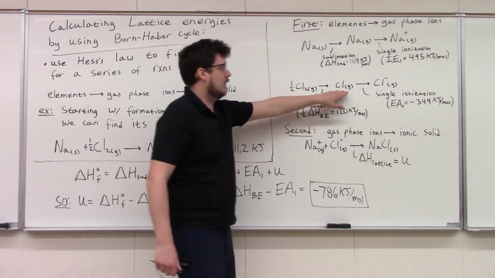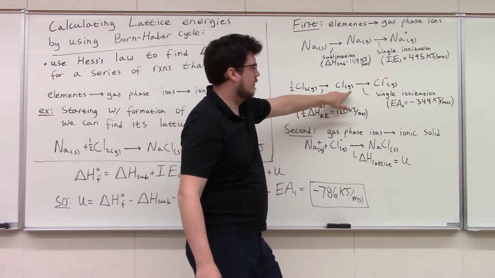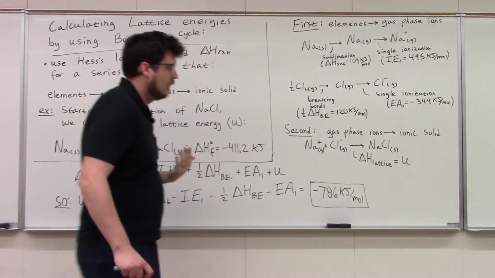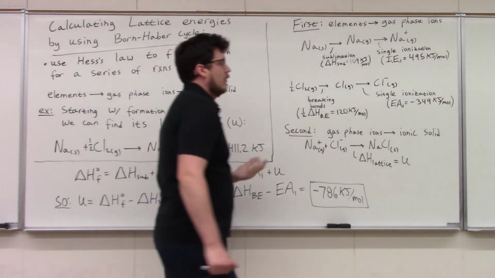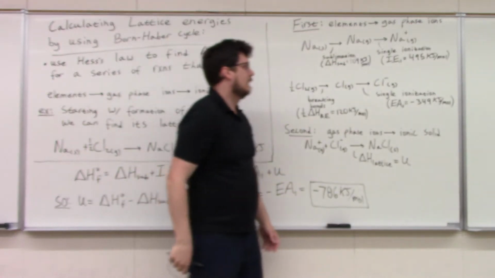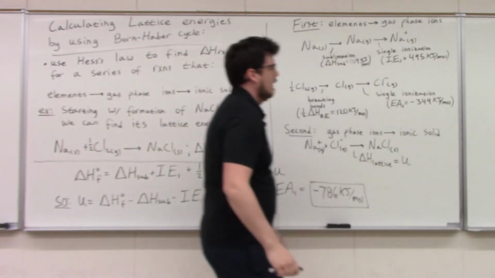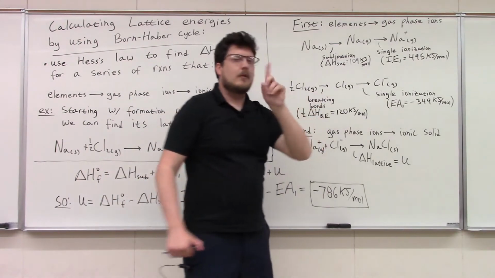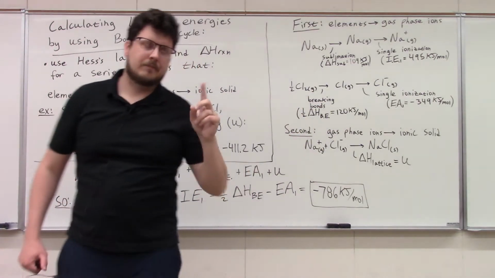So that gets us to the single atom gas phase. We still got to ionize it, so we have to put on 1 electron. And so we have to look up the electron affinity. How much attraction does chlorine have to 1 more electron? And it turns out it's negative 349 kilojoules per mole. So we only have to put 1 electron on, so there's only EA1.